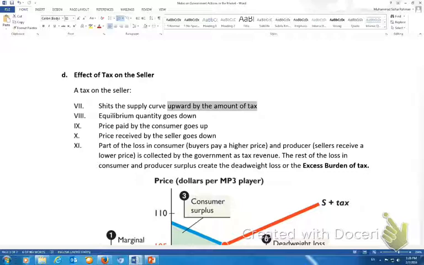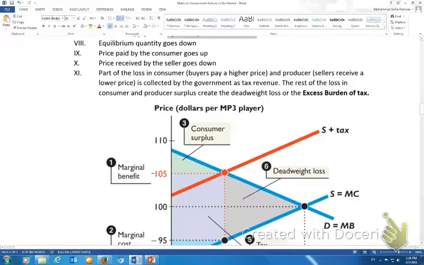So there will be a loss in consumer surplus and a loss in producer surplus, just like we saw before. But in this case, similar to the previous case, the government is going to absorb part of the loss in consumer surplus and part of the loss in producer surplus. But there are parts of consumer surplus and producer surplus which will not be absorbed by the government. We will call it the deadweight loss, and that will be the excess burden of tax when the tax is imposed on the supplier. So let's look at this from a graphical perspective.